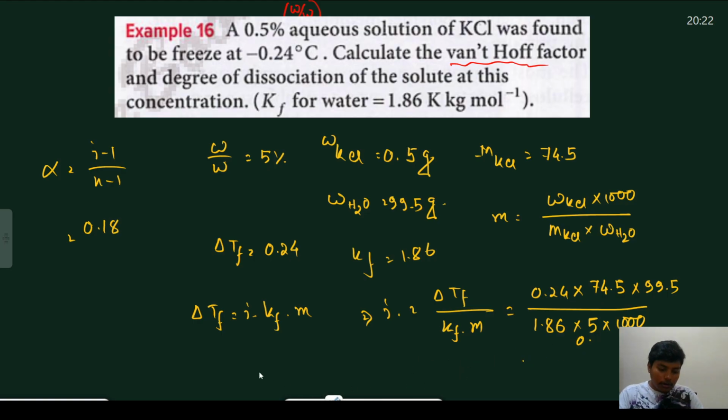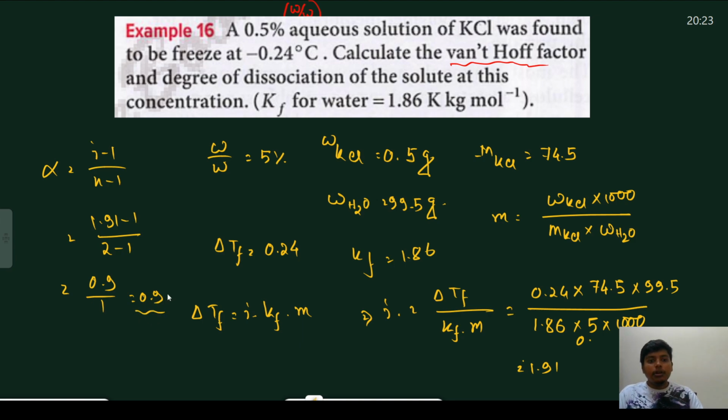Then what happened? 0.5 and 99.5. So we'll get i. What is the mistake? Because in this case, the i value will always be greater than 1. So we'll get 1.91 minus 1 by 2 minus 1. Yes or no? So how much? 0.9 by 1. So 0.9, simple. So the degree of dissociation will be 0.91.